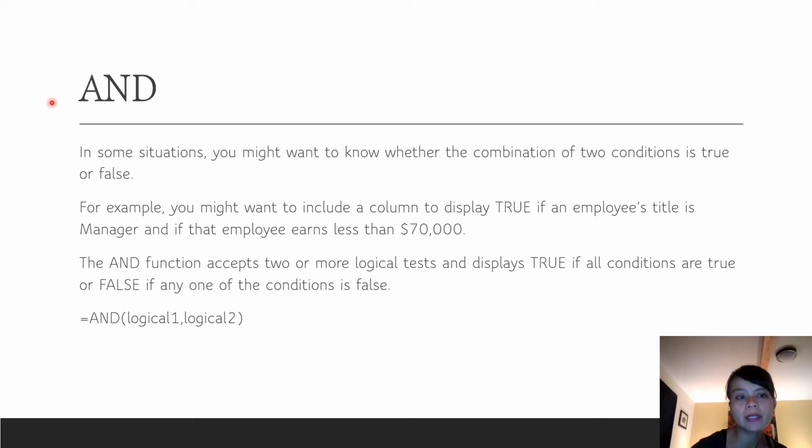Okay, so for the AND function, in some situations, you might want to know if the combination of 2 conditions is true or false. So for example, you might want to include a column to display true if the employee's title is a manager and he or she earns less than $70,000. Then the AND function accepts 2 or more logical tests and displays true if they are all met. So if the employee is a manager and earns less than $70,000, then you get a result of true. Okay, so the function would look like this: AND, and then the first test, and then the second test.